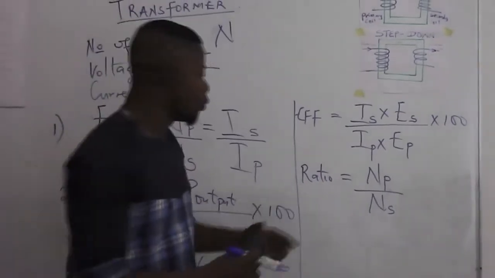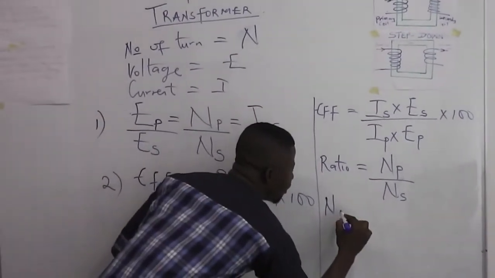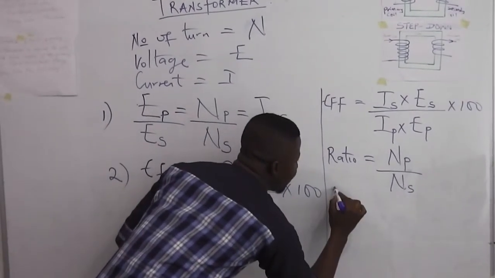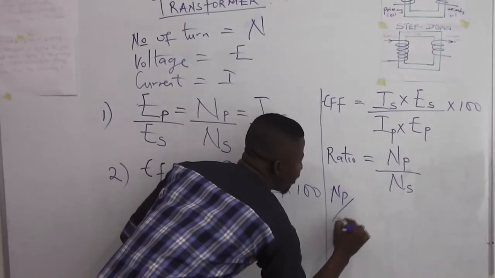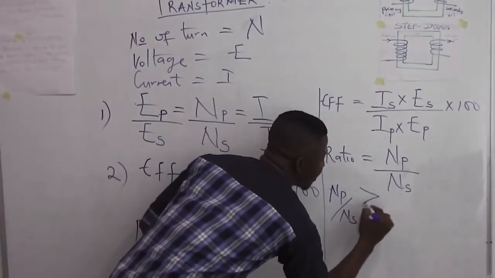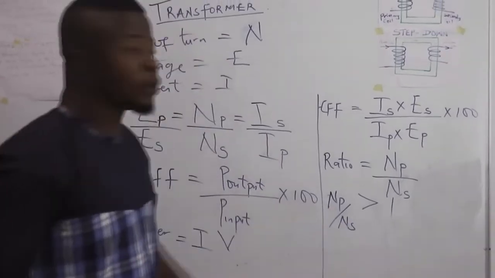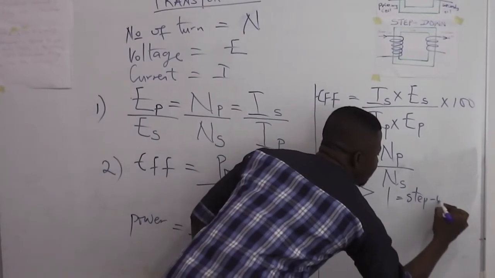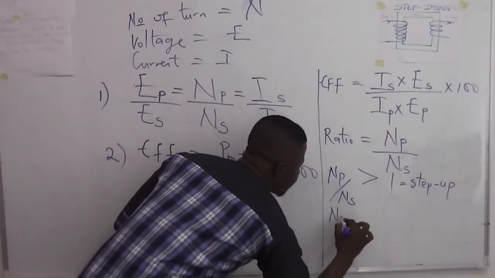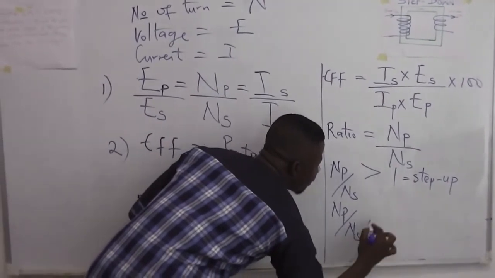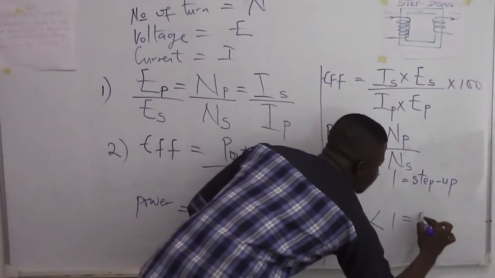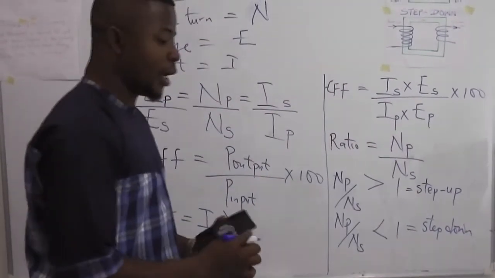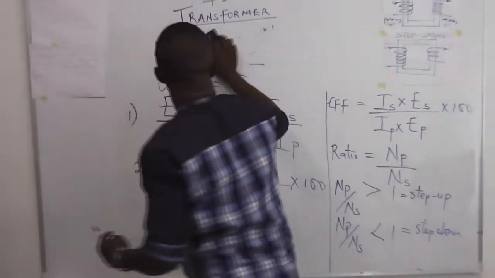Now, when the transformer ratio, number of turns in primary over number of turns in secondary, is greater than 1, it is called what? A step up transformer. But when number of turns in primary over number of turns in secondary is less than 1, it's equal to what? A step down transformer. Okay, I think I've explained this. Now let's come to the examples.